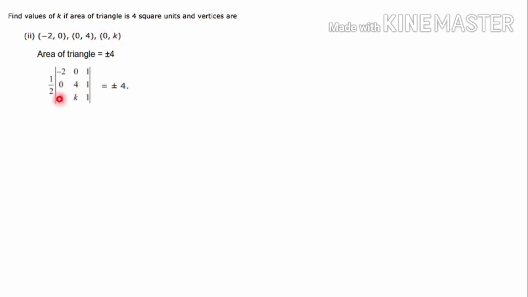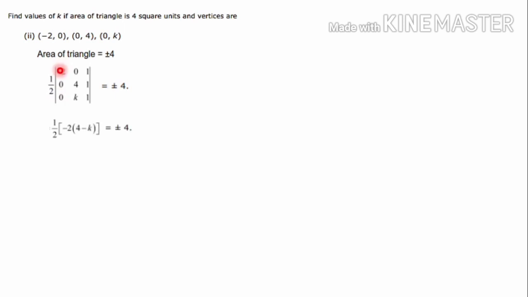Find the values of k if the area of the triangle is 4 square units and the vertices are, second set of questions, (minus 2, 0), (0, 4) and (0, k). As explained before, the area of the triangle we can take as plus or minus 4. Then substitute in the formula 1 by 2 into x1 y1, that is minus 2 0 1; x2 y2 is 0 4 1; x3 y3 is 0 k 1, equal to plus or minus 4. You can see in the first column two elements are 0, so we can expand along the first column.